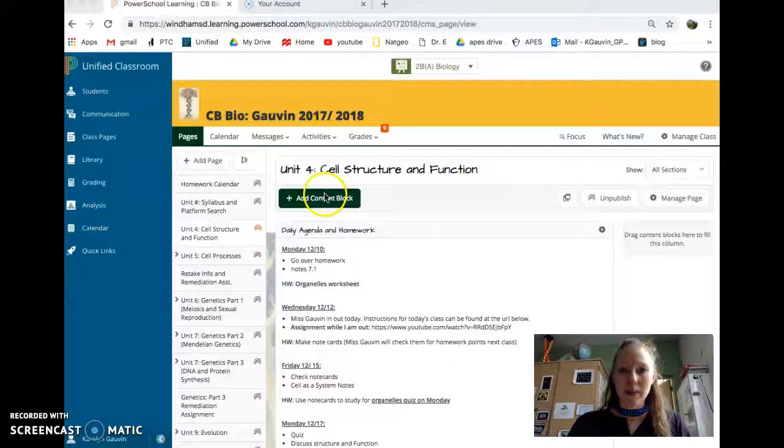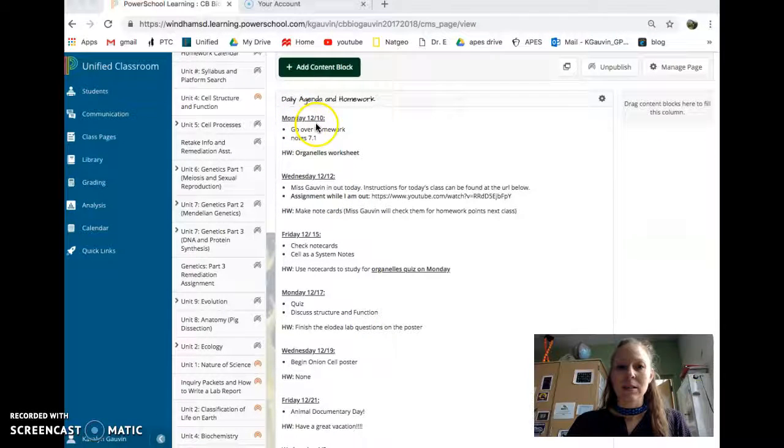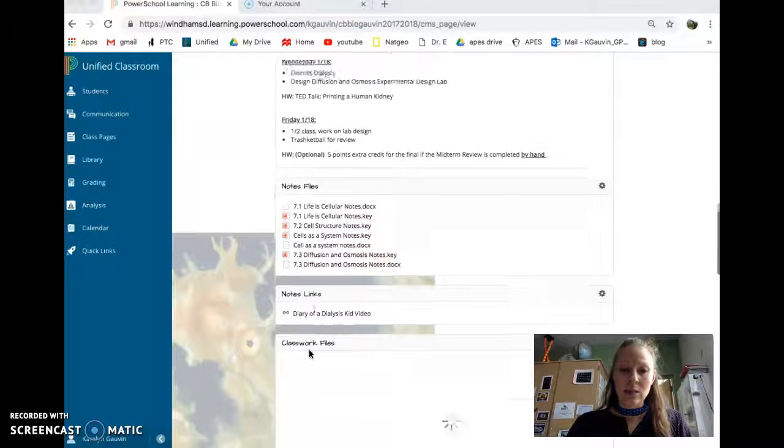So on the class page, which is right here, when you click on the biology button, it should bring you right to this page first. And so this is the daily agenda and homework. So you can see here Monday, December 10th, what we did is we went over the homework and we took notes on chapter 7.1. The homework was the organelles worksheet. And so Wednesday, Friday, Monday, Wednesday, Friday, the homework and everything we did in class is always there.